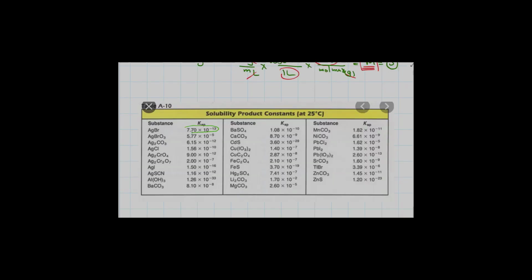Look at how to read the Ksp values from a table. So here it is, at 25 degrees. You can find the AB type and its Ksp. If you know the Ksp, you can calculate the solubility. You can find the A2B type, you can find the AB3 type, all these things you can find and do the math. Thank you.